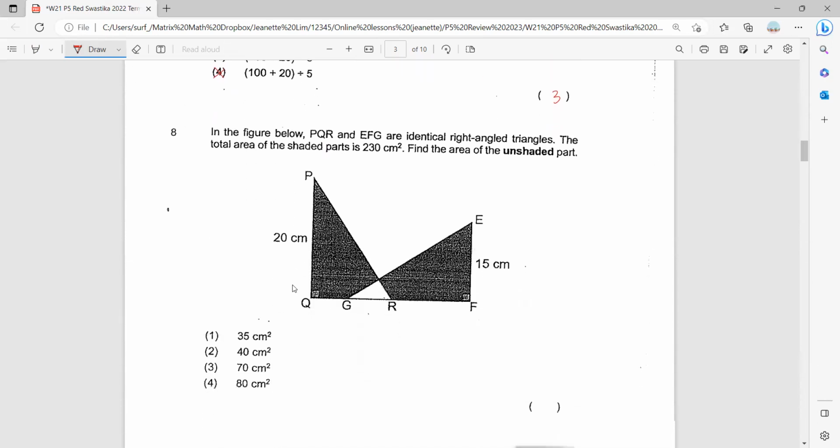Okay, question 8. Figure below, PQR and EFG are identical right-angled triangles. Total area of the shaded parts is 230. Find the area of the unshaded part. Now take note that you have to read the question. If you read the question, there's something very important, which is this word, identical. So what does this identical tell us?